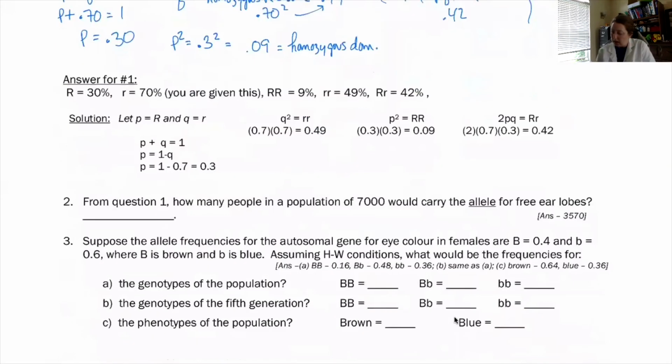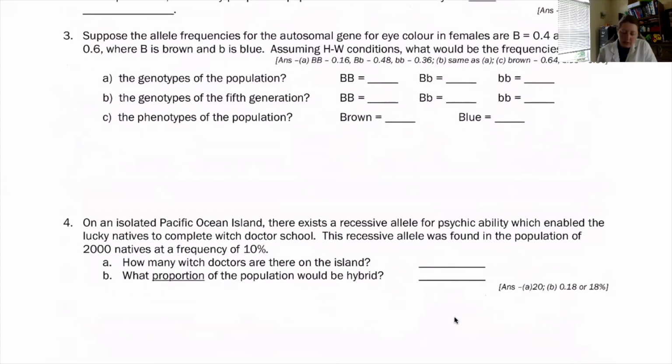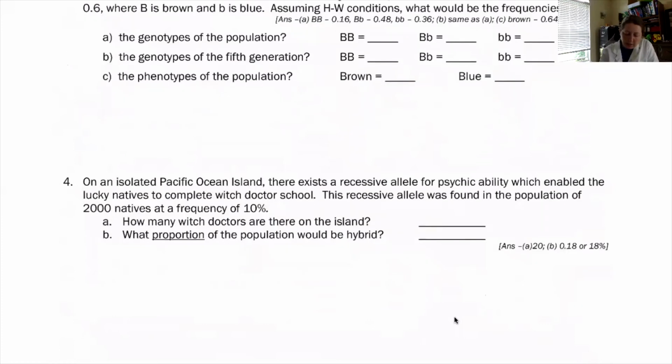So let's go ahead and look at number 3. Suppose the allele frequencies for the autosomal gene for eye color in females are B equals 0.4 and little b equals 0.6, where big B is brown, and little b is blue. Okay, so let's assume these Hardy-Weinberg conditions. So what are the genotypes of the population?